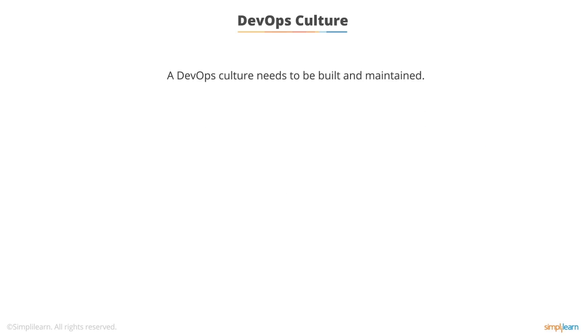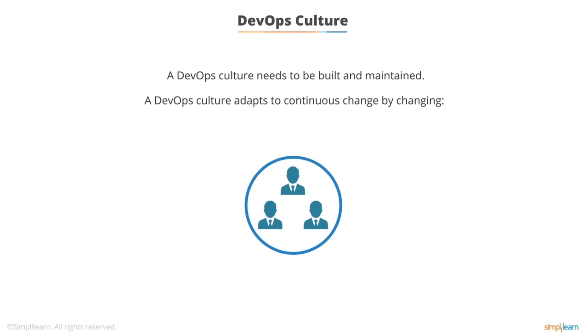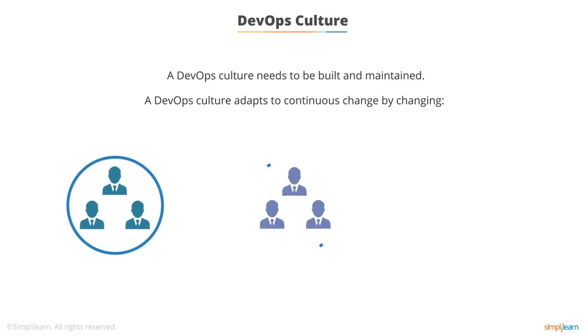So DevOps is a culture which we need to build and maintain. It needs to adapt to continuous change by continually changing. And the organization's culture needs to evolve around it. The problem is, people are very resistant to change. They don't like to have to do something in a different way to which they're used to. But also, we need to get people to work together and not in isolation.